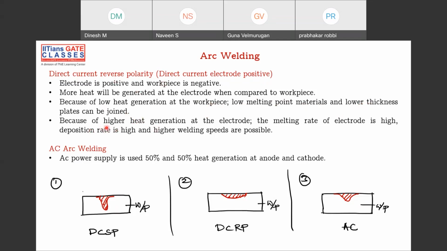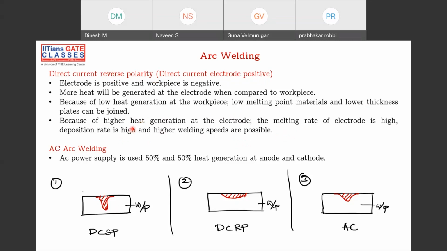And as heat generation is more at electrode, melting rate of electrode is very high and deposition also is very high. Because of that, good welding speeds are achieved. Okay, so that is the difference between direct current straight polarity and direct current reverse polarity.